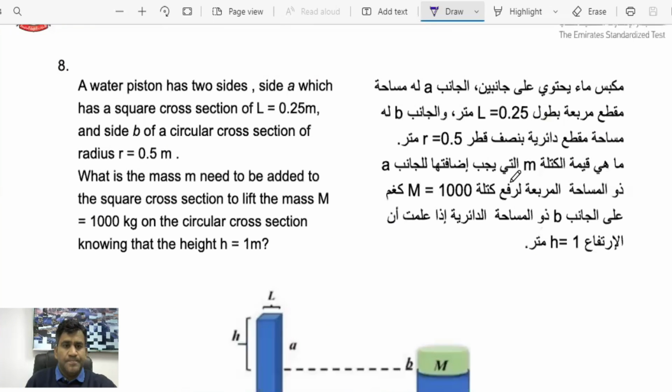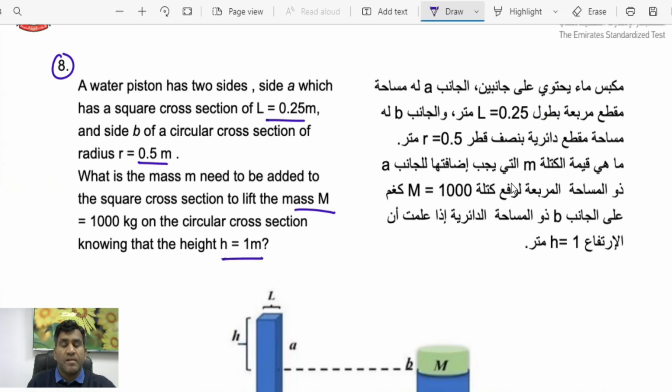Question number 8. Question number 8 says a water piston has 2 sides. Side A has a square cross section of length 0.25 meter, and side B has a circular cross section of radius 0.5 meter. What is the mass M that needs to be added to the square cross section to lift the mass M, that is 1000 kg, on the circular cross section, knowing that the height is going to be 1 meter?